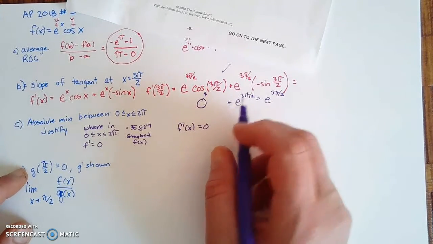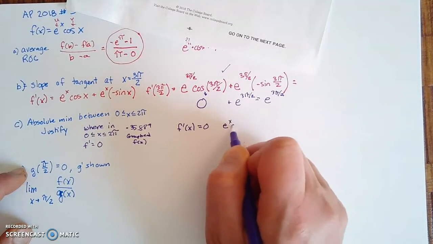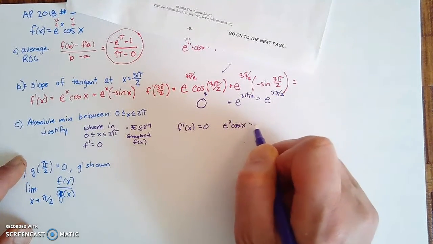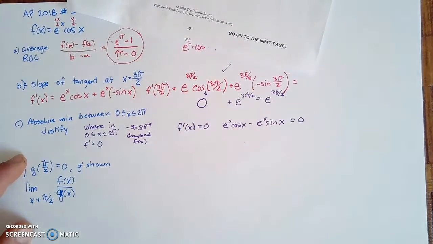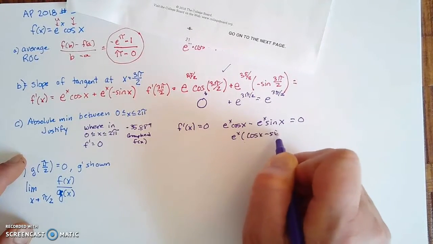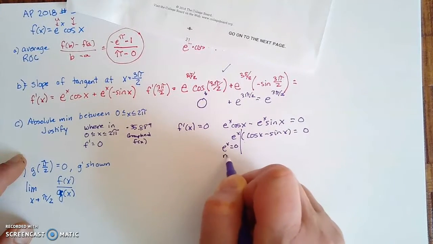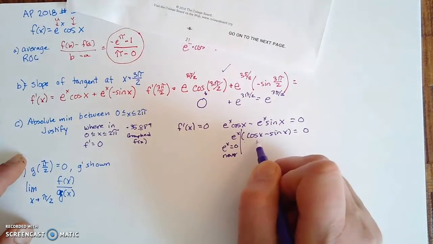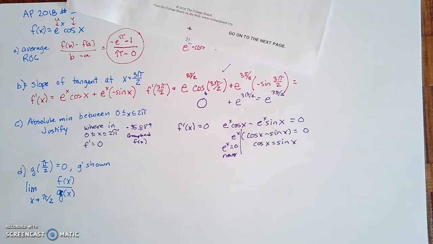It could be equal to 0 at, I'm going to write down the function, which is e to the cosine x minus, I'll put the minus sign there, e to the sine x. When could that be equal to 0? If I factor out e to the x, I'm left with cosine x minus sine x equals 0. Set both things equal to 0. When is e to the x equal to 0? Never. And this is going to be 0 when cosine x equals sine x, because I just shifted the sine to the other side.